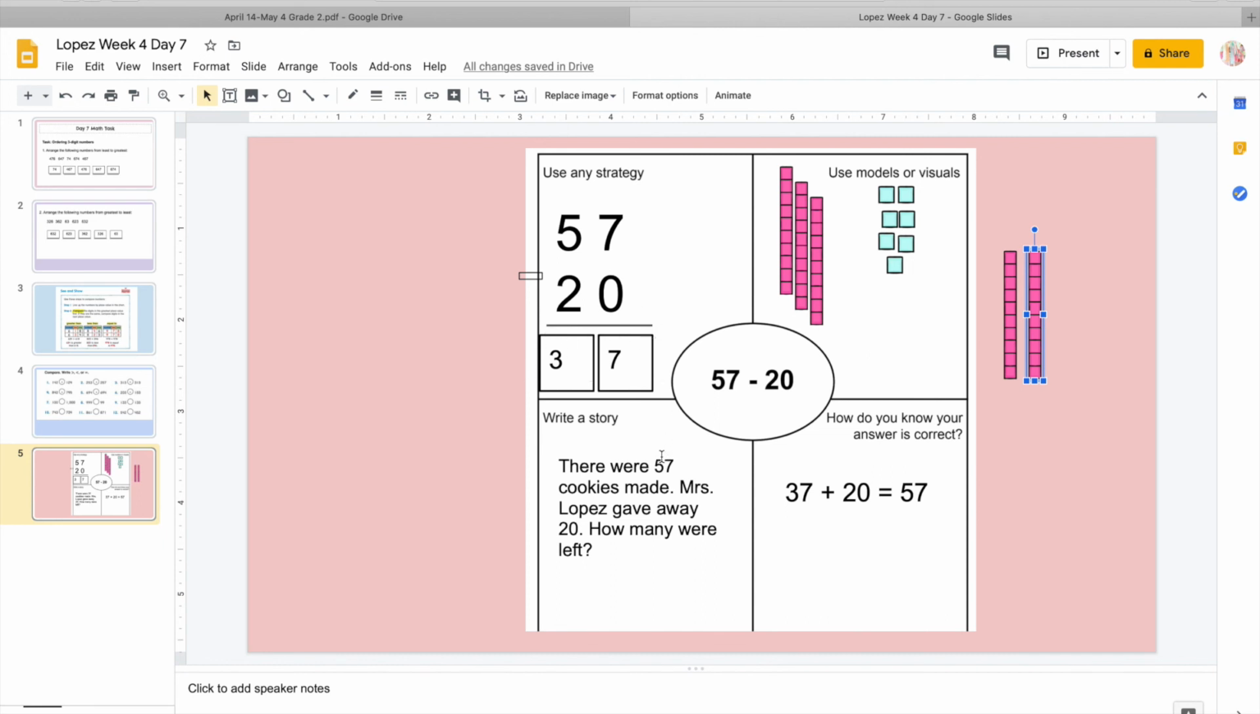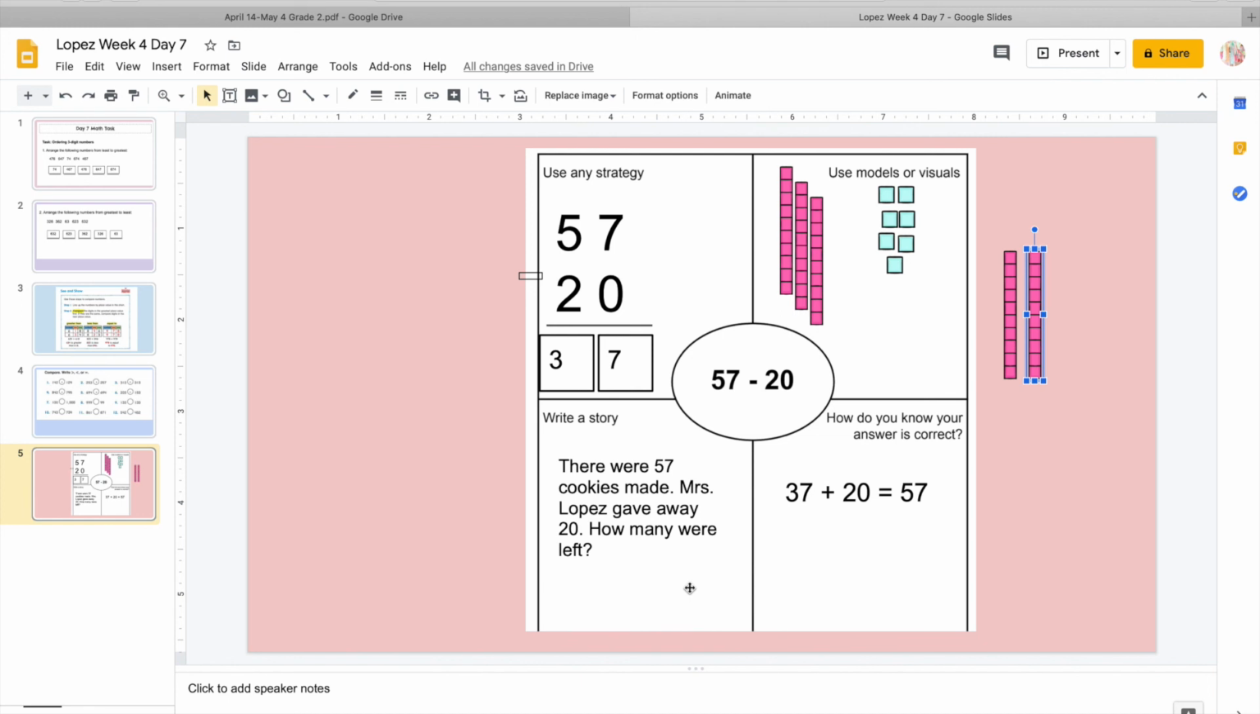So moving on, we're going to write a story. And again, each day I say the easiest way to do this is just to come up with your own word problem. You don't have to solve it. You're just coming up with a word problem that represents our equation. And today it's 57 minus 20. There were 57 cookies made. Mrs. Lopez gave away 20 cookies. How many were left? We represented 57, we represented 20, and then whoever was going to solve this would be looking for that difference.